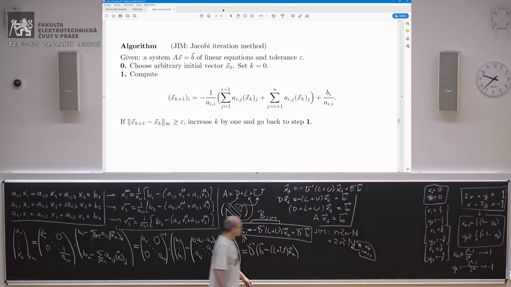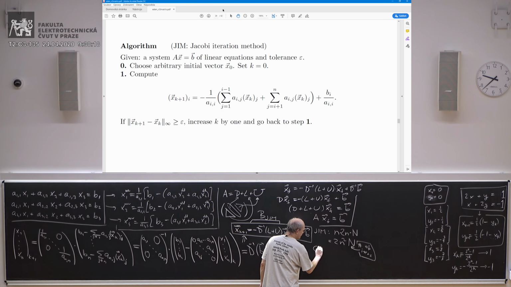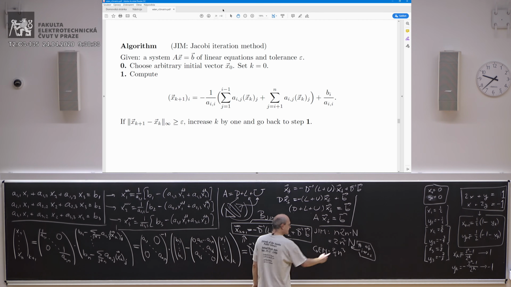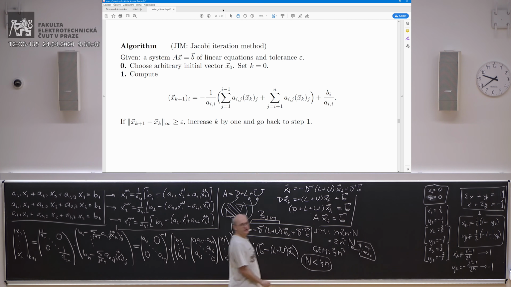Let's compare it to Gaussian elimination. Well, Gaussian elimination takes 2/3 n cubed operations. So Jacobi is less computationally intensive if 2n squared capital N is less than 2/3 n cubed. And when we cancel, we get that capital N should be less than 1/3 n. So when we are solving an n by n system, if the Jacobi iteration runs faster than 1/3 n iterations, then actually it requires less work than the Gaussian elimination.